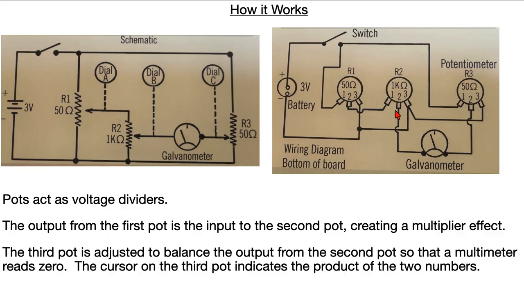The output from potentiometer 3 goes to the other side of the galvanometer, and then potentiometer 3 is adjusted so that no current flows through the galvanometer. Now, in my version of it, I didn't use a galvanometer. I used an analog ammeter. But what you need to do is measure the current here. And as long as the current is 0, you get the same effect, whether you use a galvanometer or an ammeter.